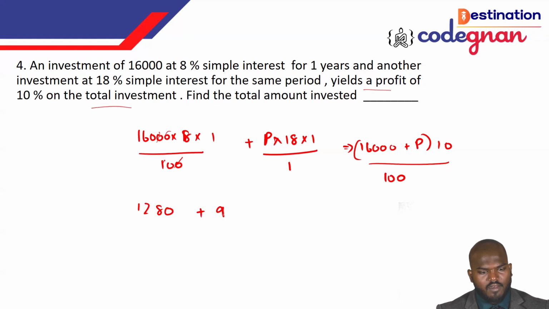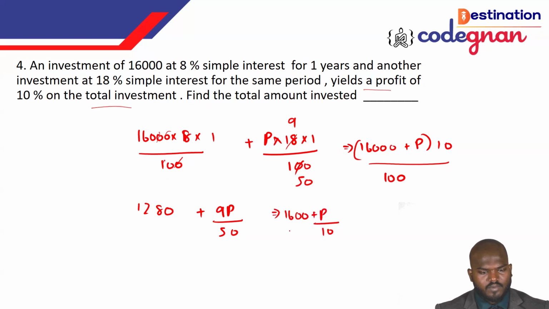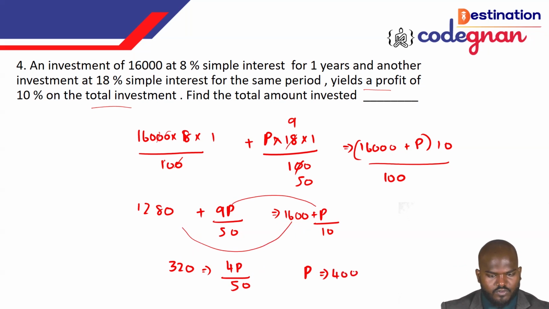So plus 9P by 50, we can take it up, because we have the 100 here. If you take it up, 9 times 2 is 18, 3 times 2 is equal to 50. So this value will give you 1600 plus P by 10 in this place. Once you work it out, we can take the P and P on one side, this and this on one side, and taking the value to this side, it will give you 320 this side. It will give you 4P by 50. Then you can find the principal by cross multiplication. It will give you the answer, that is 4,000.